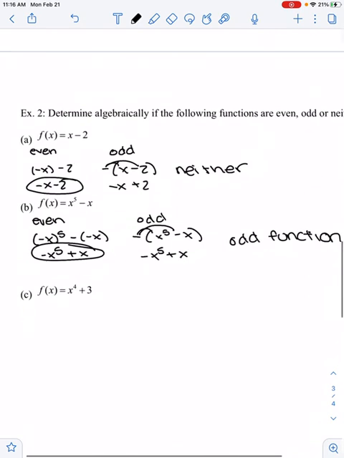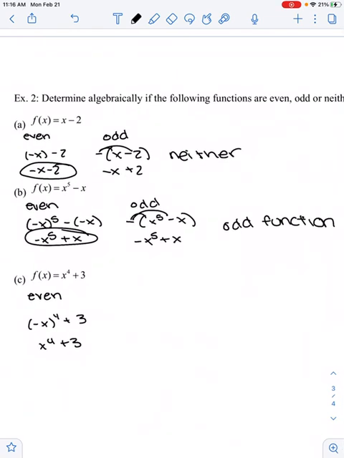And last example, again, test for even by plugging in negative x for every x. That would be x to the fourth plus 3. That does match what our original equation was, so this is an even function.